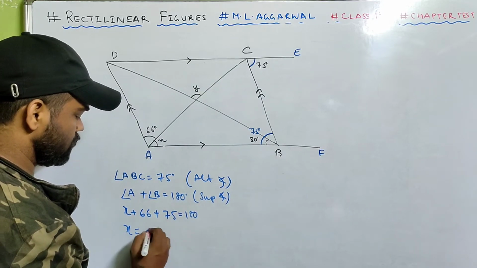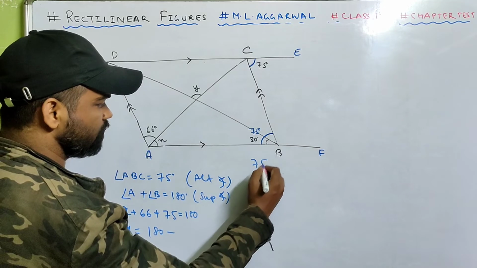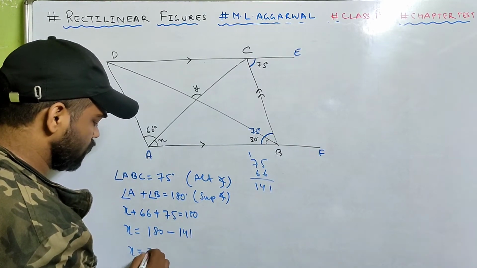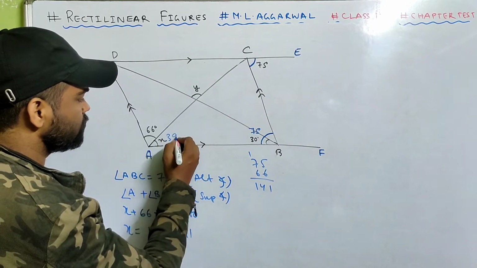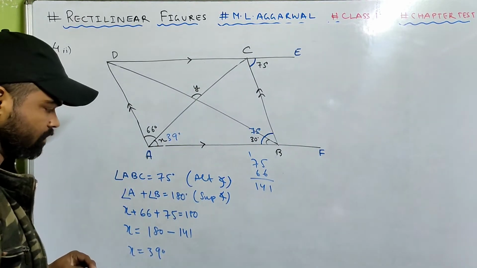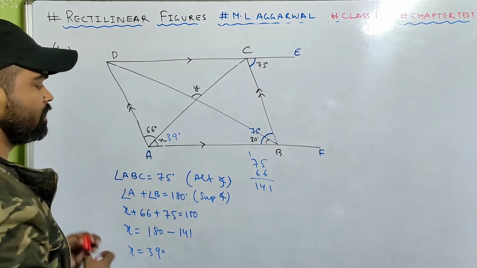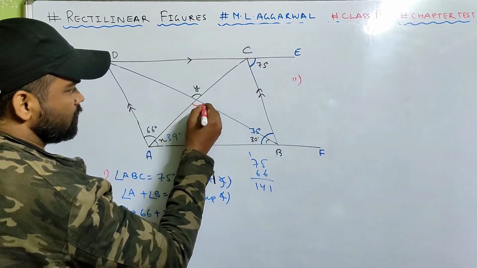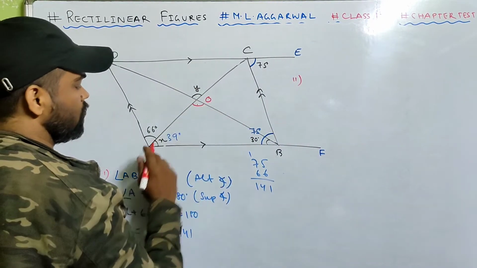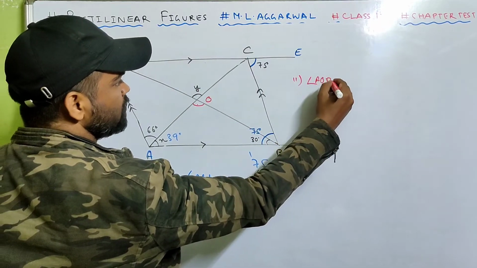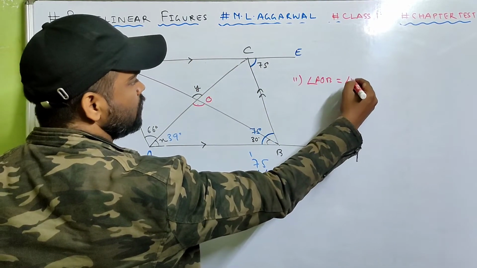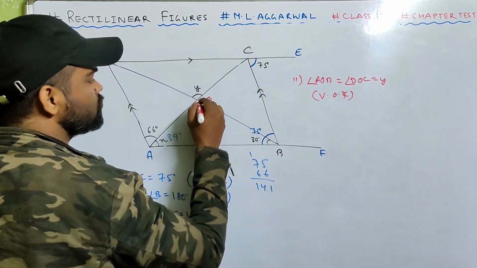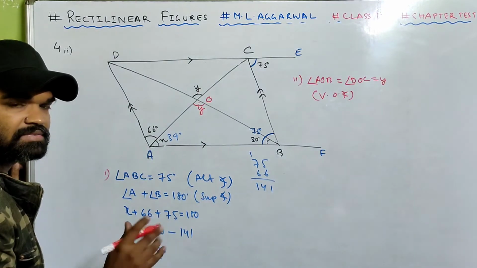Now, so x is what? 180 minus, this is 75 plus 66, 141. So x is what? 39 degrees. Done. We got x. Now y. Very easy. Look over here, just look carefully. These two angles are equal. Suppose this is O. Angle AOB is equal to DOC, is equal to y. Vertically opposite angles. These two angles are equal.